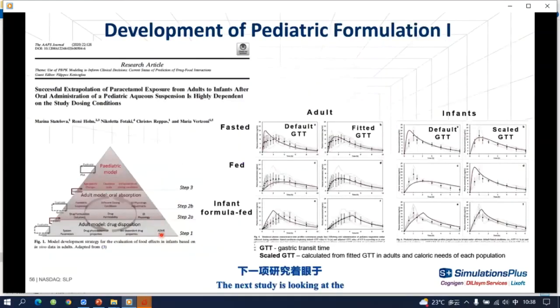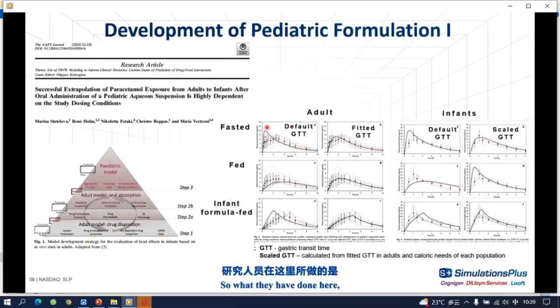The next study is looking at pediatric formulation development. This one was not used in regulatory submissions, but does provide some guidance and investigations into how to scale, or what to think about when doing the evaluation of pediatric formulation, and how to predict the performance of a formulation that you are designing specifically for children.